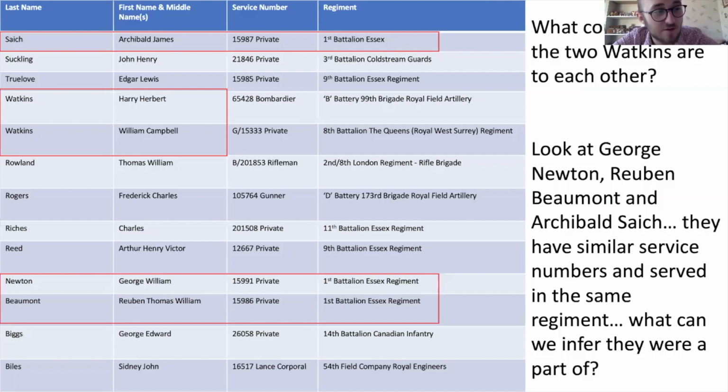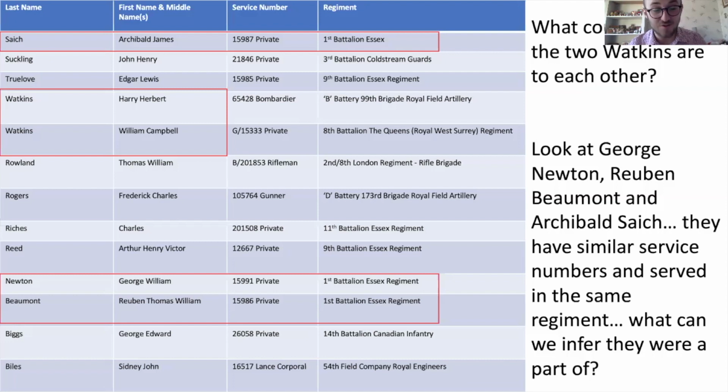But we're not going to be focusing on the 2 Watkins brothers. We're going to be focusing on George William Newton, Reuben Beaumont, and Archibald Satch. So I said here they've got similar service numbers, and they served in the same regiment. So we can see here 15991, 15986, and 15987. Their service numbers are very close together. The inference there, they probably signed up together.